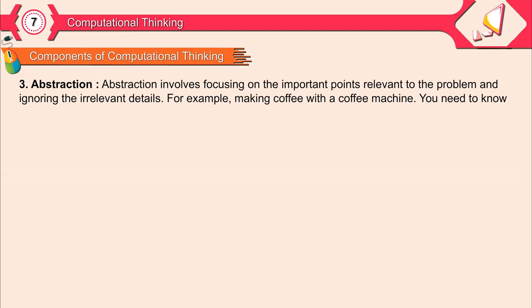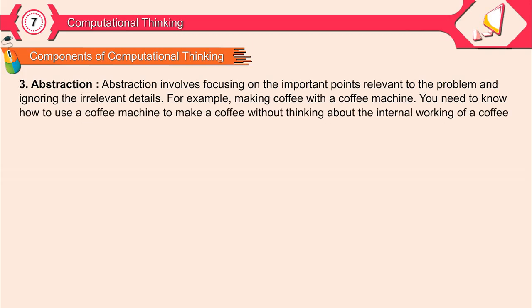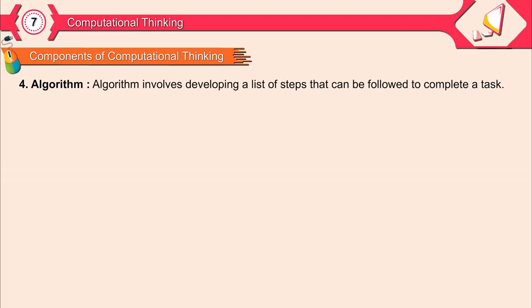For example, making coffee with a coffee machine. You need to know how to use a coffee machine to make a coffee without thinking about the internal working of the coffee machine. Algorithm.